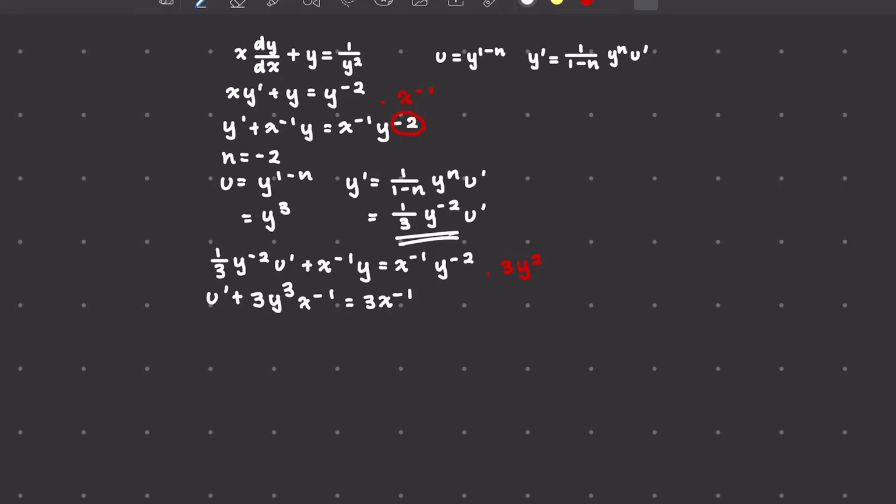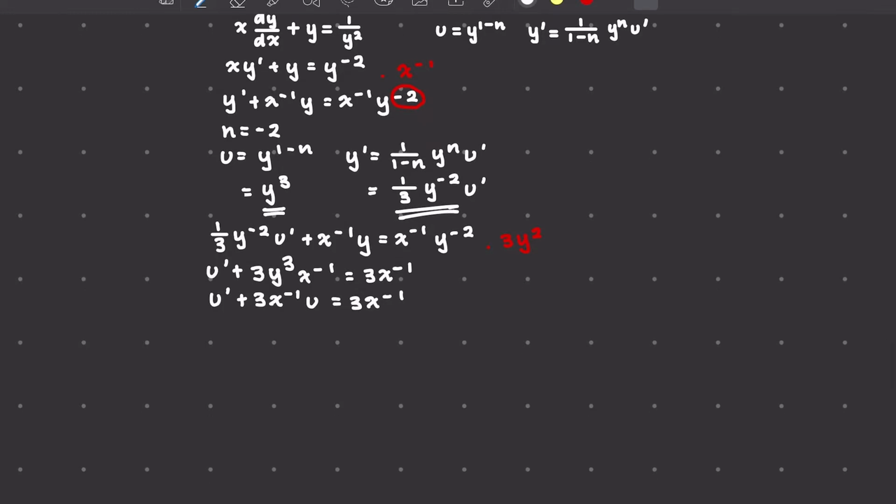And what we can see here is that we can substitute our u, which is y to the power of third, for the y to the power of third that we've got here after we've multiplied everything by 3y squared. So we're going to substitute that with u, and u prime plus 3x to the negative 1 u equals 3x to the negative 1. At this step, I know you may think that this is already in the form of a first order linear differential equation, and you are all correct, because we can solve this as a first order linear differential equation.